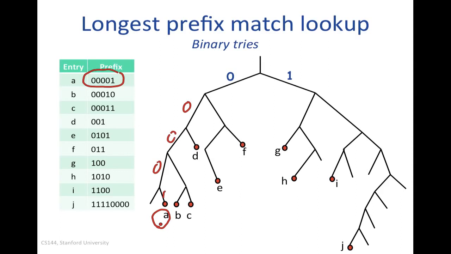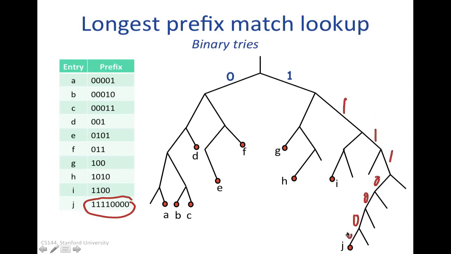And similarly, at the other extreme, let's take a look at J. That's 1, 1, 1, 1, 0, 0, 0, 0, corresponding to this entry here. And this is where we'll find J at the leaf.